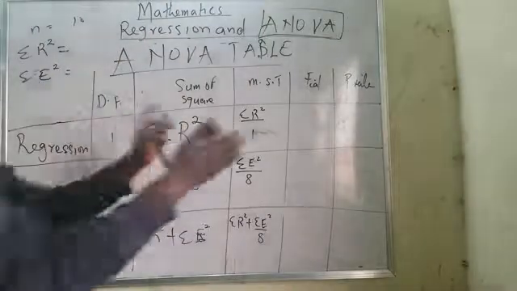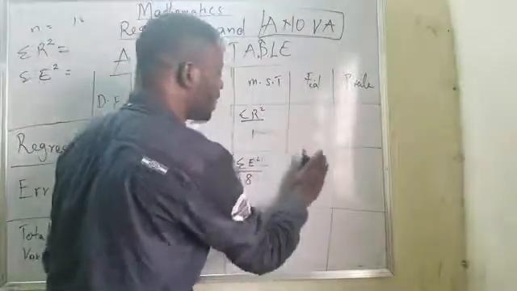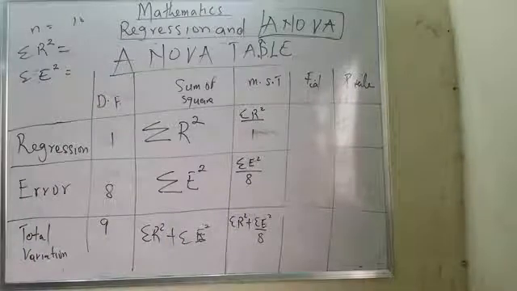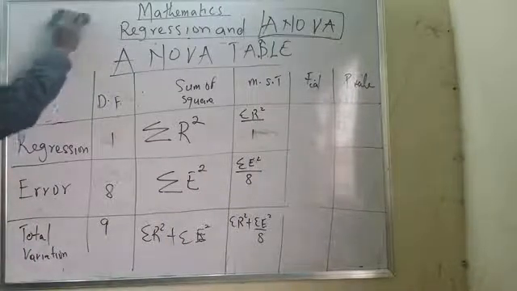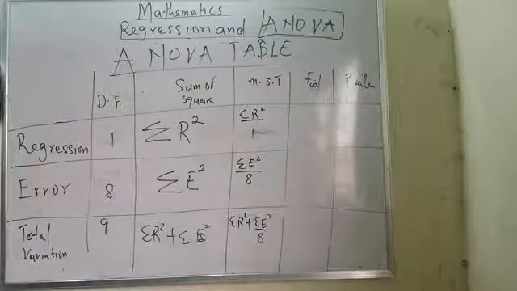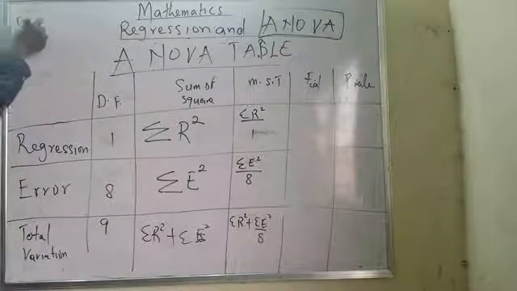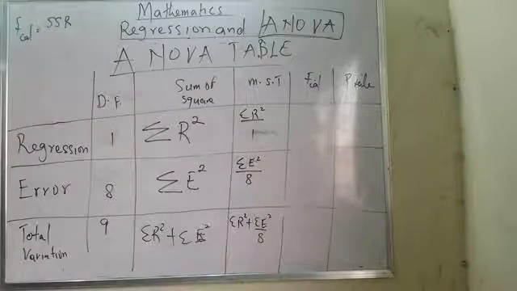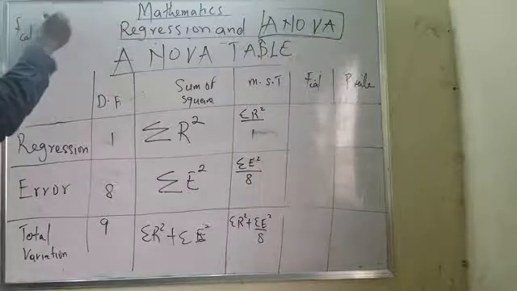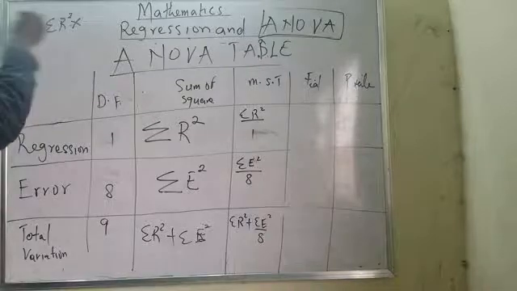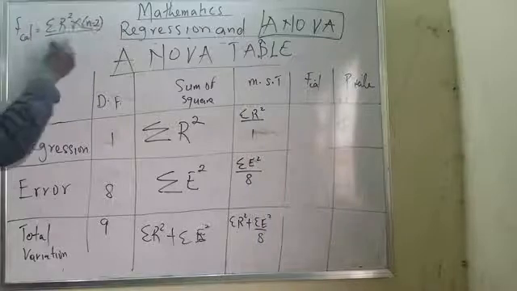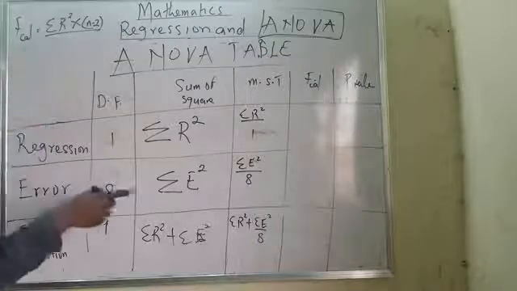Now, this is the very, very funny part of it. How do I go? This one is very funny. Permit me to rub this part of the board. My F calculated will be equal to summation of R squared, multiplied by n minus 2, divided by summation of E squared, which is going to be summation of what?